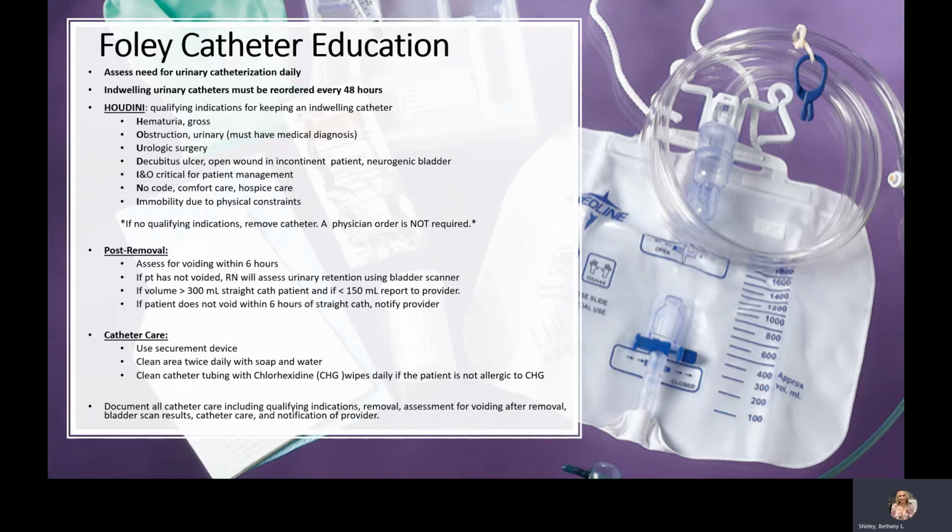If the catheter is removed, there are some things that we need to make sure that we do to provide appropriate care. We need to assess that the patient has voided within 6 hours after removal of the catheter. If the patient has not voided, then the nurse is going to assess urinary retention using a bladder scanner. If there is a volume greater than 300 milliliters seen by using the bladder scanner, then the patient needs to have a straight cath placed.